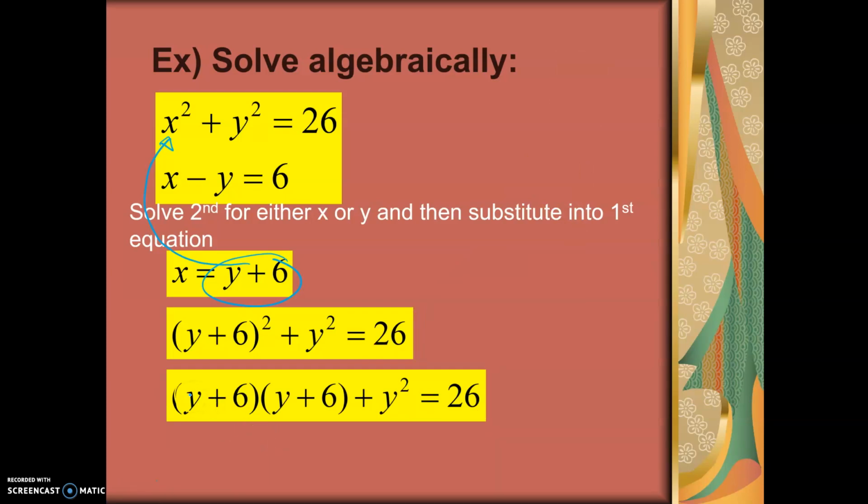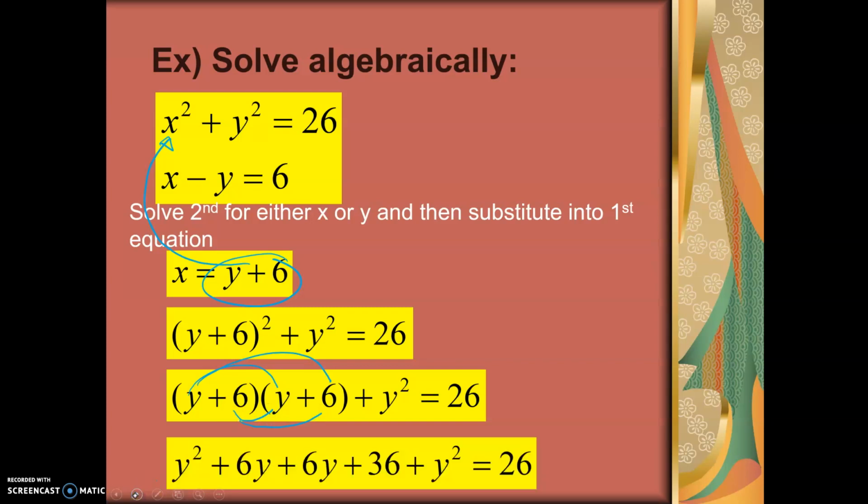So I multiply my y times my y and my y times my 6, and I distribute this 6 to the y and this 6 to the 6, and I end up with y squared plus 6y plus 6y plus 36 plus y squared equals 26. See how y plus 6 quantity squared does not give you y squared plus 36. It gives you all this lovely stuff in the middle. Anywho, combine like terms.